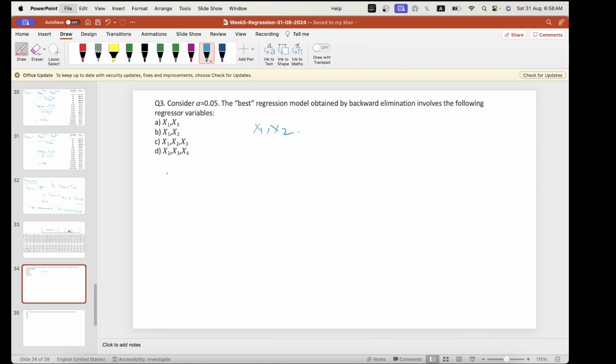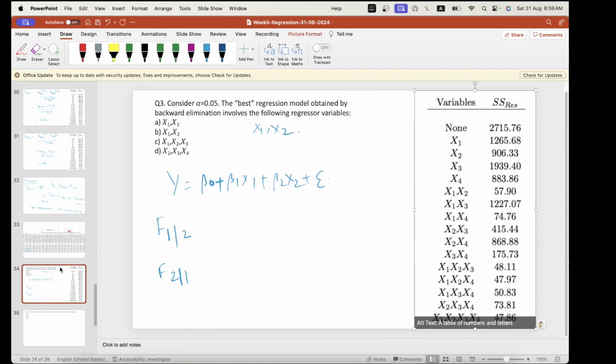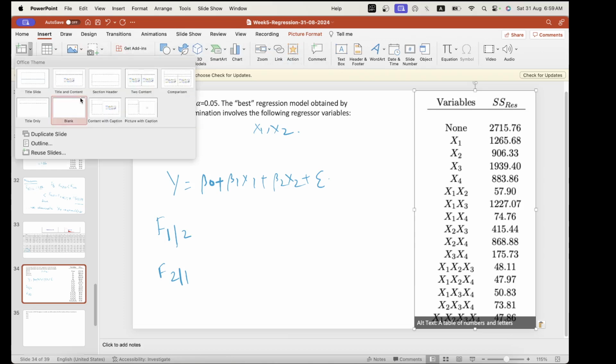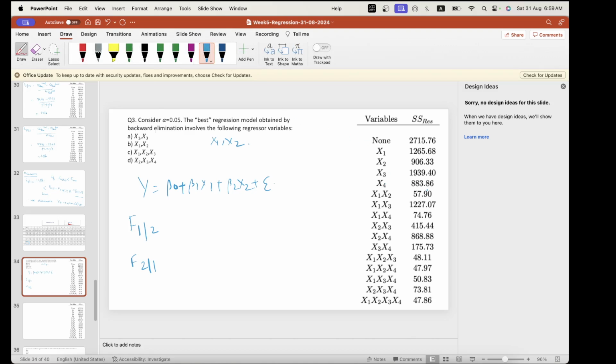Alright, and then it's the same thing, we just take y equal to beta naught plus beta 1x1 plus beta 2x2 plus epsilon. We find out F1 given 2 and F2 given 1. Okay, so in this scenario, again the full model is going to change over here. So now the full model becomes this thing x1 x2, 57.90. So here SS residual of the full model is this 57.90. So this would be reduced model.